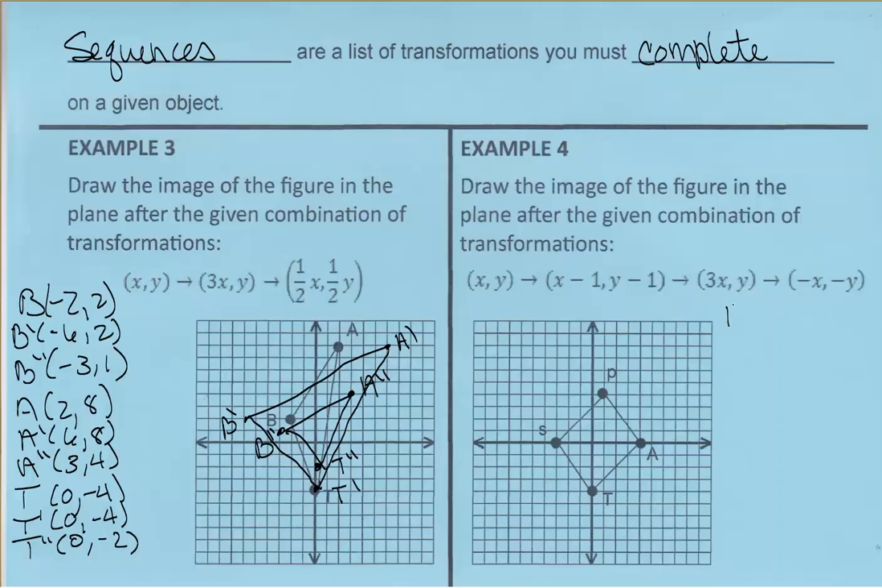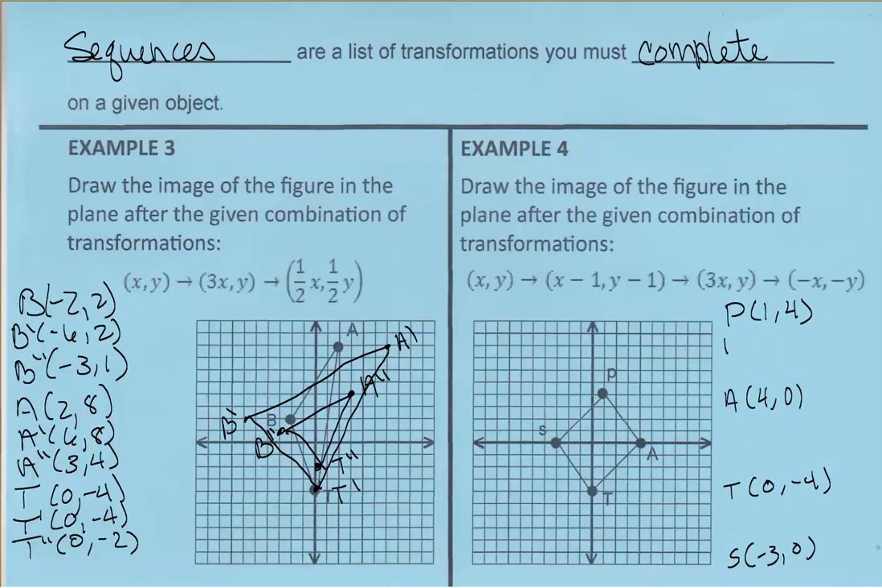You list your original points, so P, which is at 1, 4, A, which is at 4, 0. T is at 0, 1, 2, 3, negative 4, and S is at negative 3, 0.